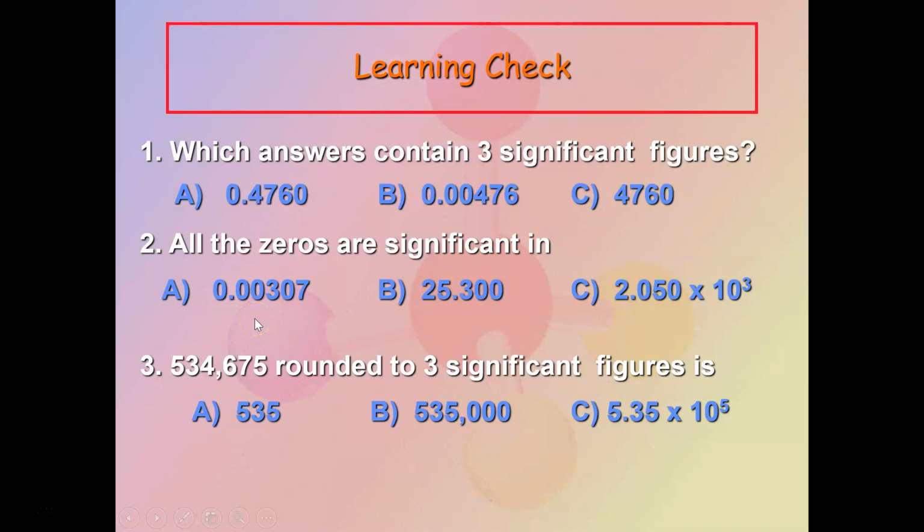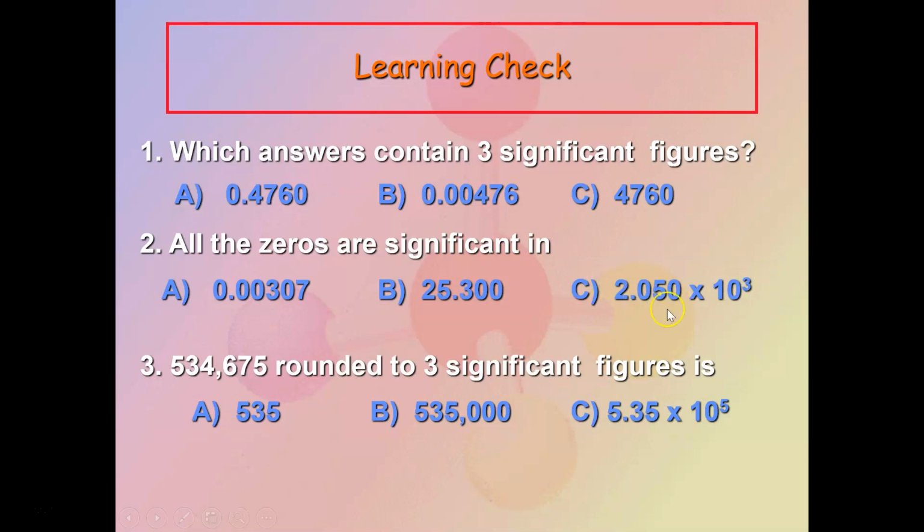Number 2 tells us that all the zeros are significant in which of the following. So we go through. In this one, I instantly see those leading zeros, and we know leading zeros are never significant, so it can't be A. In B, I see that I have those zeros at the end. The zeros at the end were the tricky ones because they were the sometimes. And what made the difference is if there was a decimal point or not. There is a decimal point, which means they are significant. So B answers my question right there. But just like before, we want to double check and see if we have more than one correct answer.